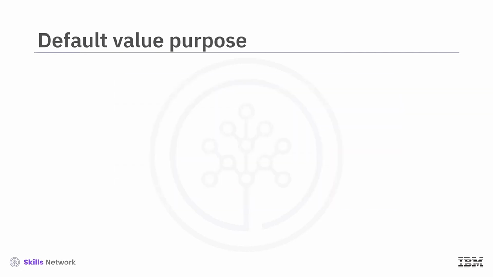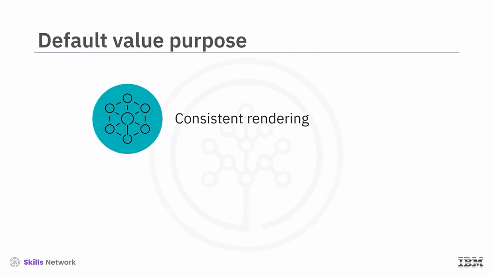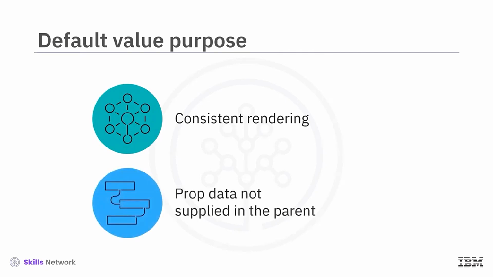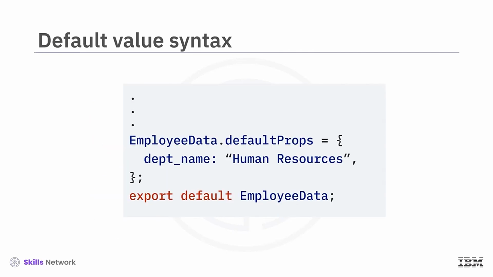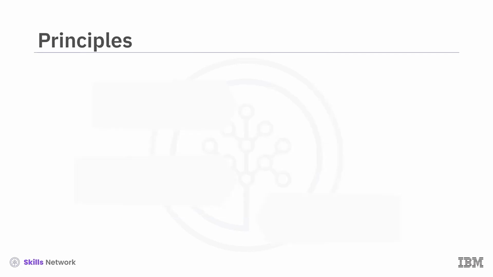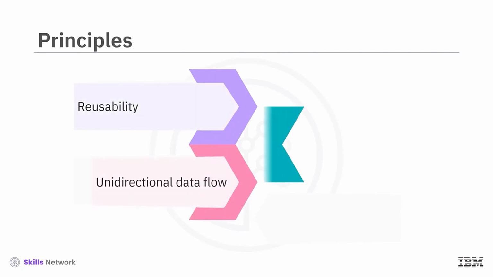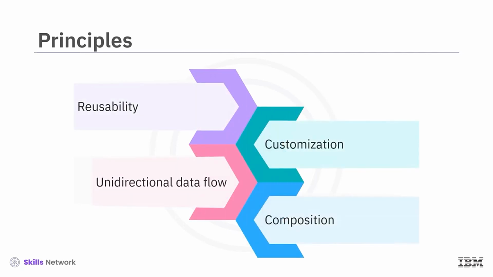The default value of the employee data component ensures consistent rendering even if you do not explicitly provide these values in the parent component. In this case, if the parent component does not pass in the dept_name attribute, the component supplies the default value, human resources, to the department name prop. The principles behind the usefulness of props and function components include reusability, unidirectional data flow, customization, and composition. Let's discuss each of these.